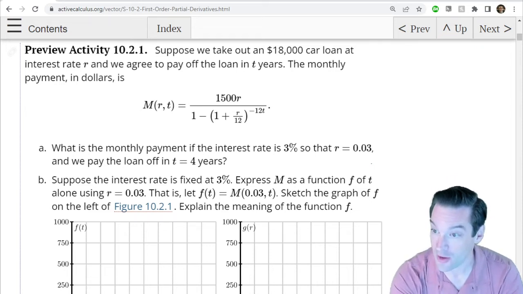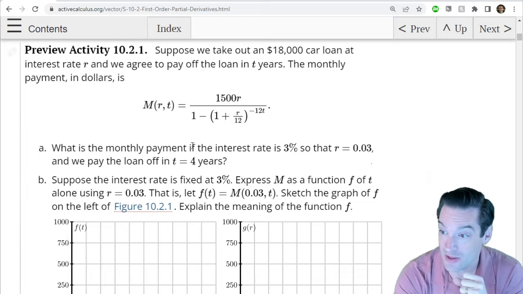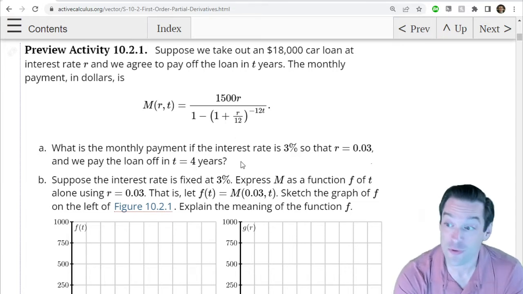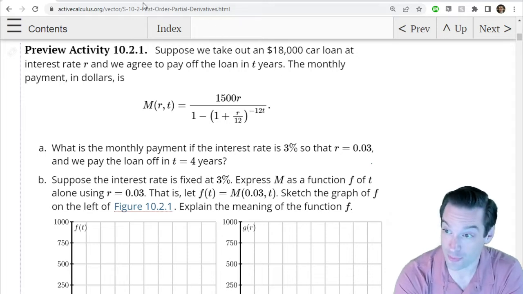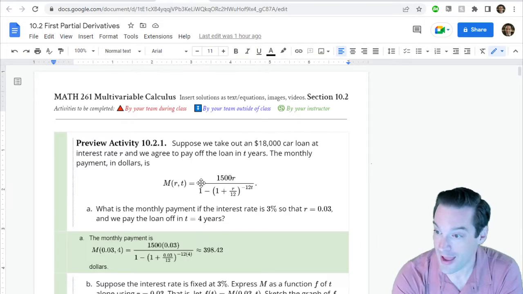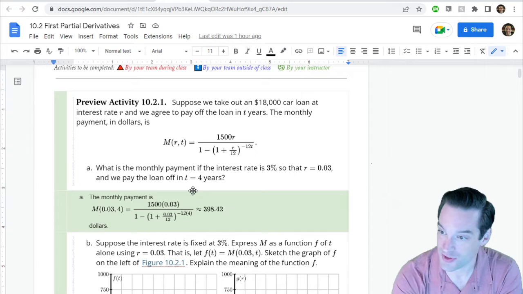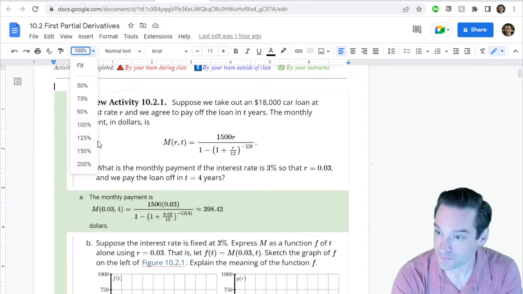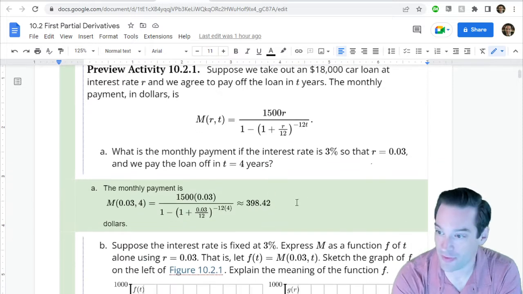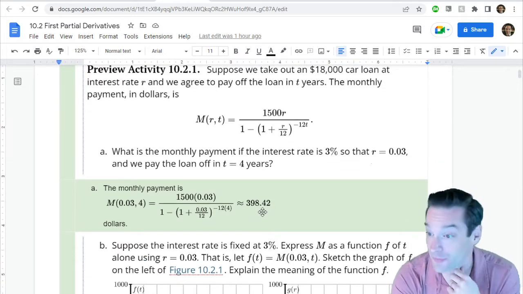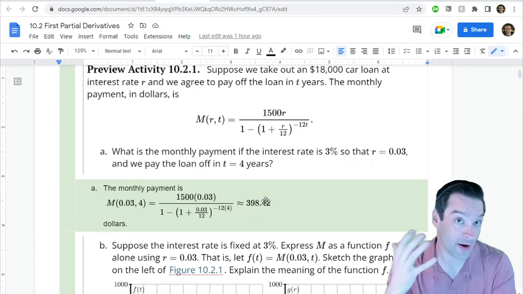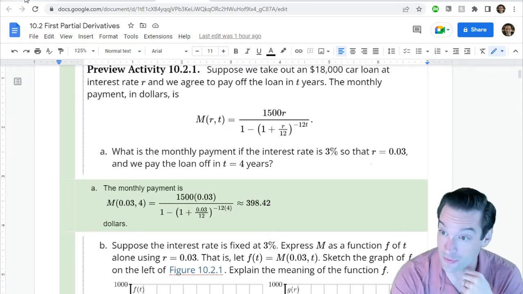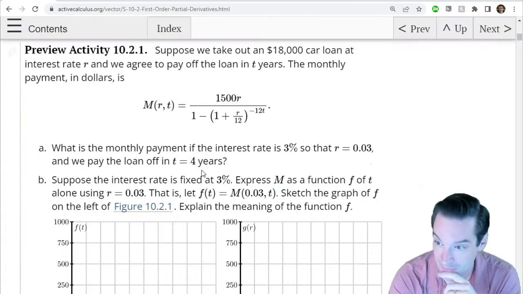So the first question in this preview activity is just, what would the monthly payment be for a 3% loan with a 4-year term and $18,000 principal? And so for that, we would just evaluate this function for r equals 0.03 and for t equals 4. And that's going to give us a monthly payment of $398.42. So that's no calculus involved there.